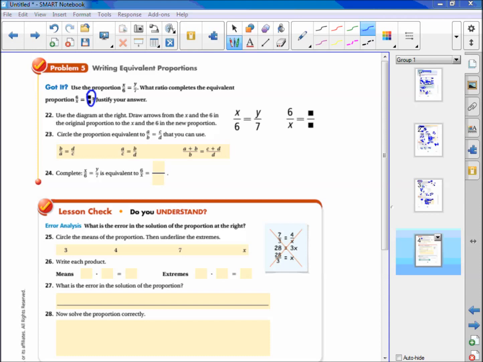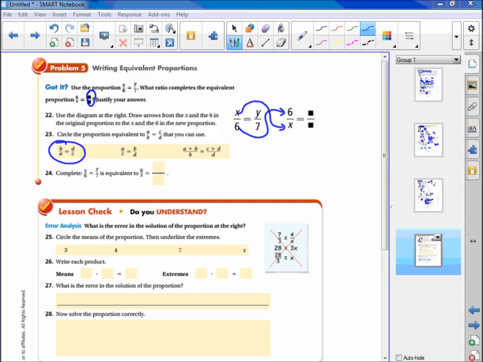All right, so use the diagram at the right and draw arrows from the x and the 6 in the original proportion to the x and the 6 in the new proportion. So x went downstairs and 6 went upstairs. Okay, circle the equivalent proportion that shows you what you could use here. So it was a over b, but now it's b over a. So that's going to be this one here.